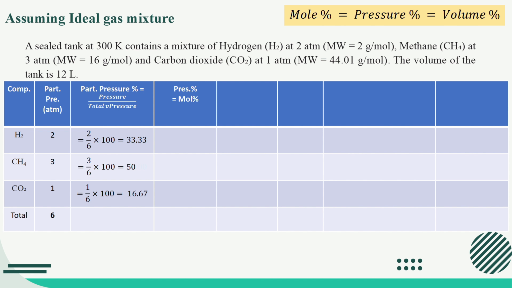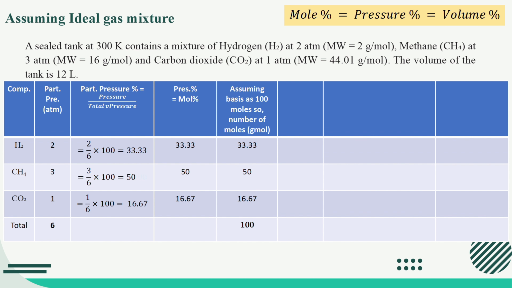Now as per the assumption, mole percentage will be equal to pressure percentage. Since we already calculated the pressure percentage, we can equate that to the mole percentage. On assuming the basis as 100 moles in the system, 33.33% will be hydrogen. Since we have 100 moles, we can directly say that 33.33 moles are hydrogen, 50 moles are methane, and 16.67 moles of carbon dioxide are present in the system. Now we have the data in terms of moles. Now it's easy for us to convert to mass with the help of molecular weight.